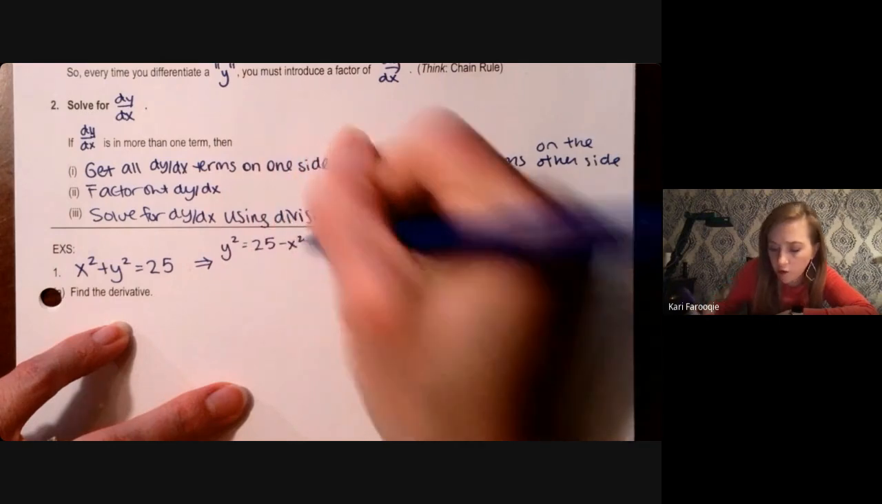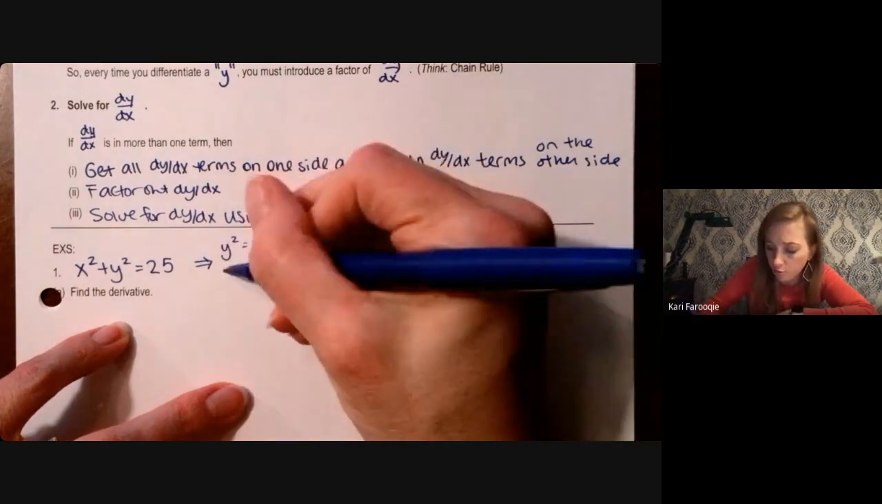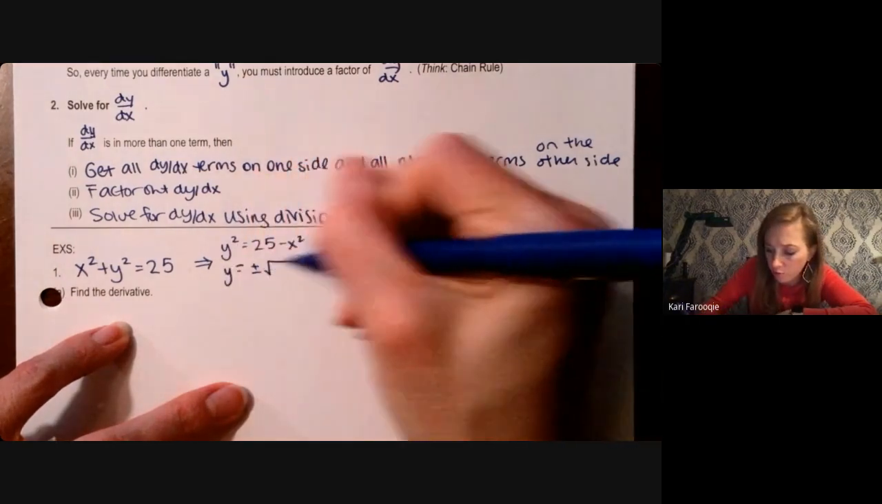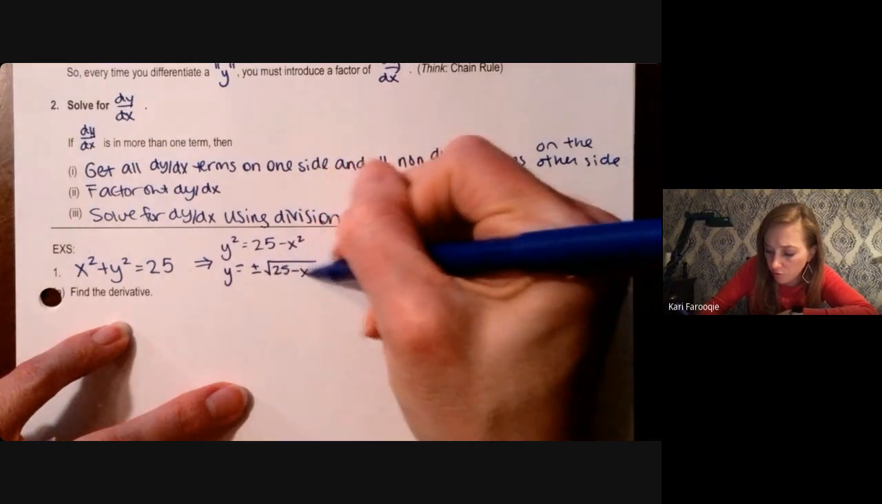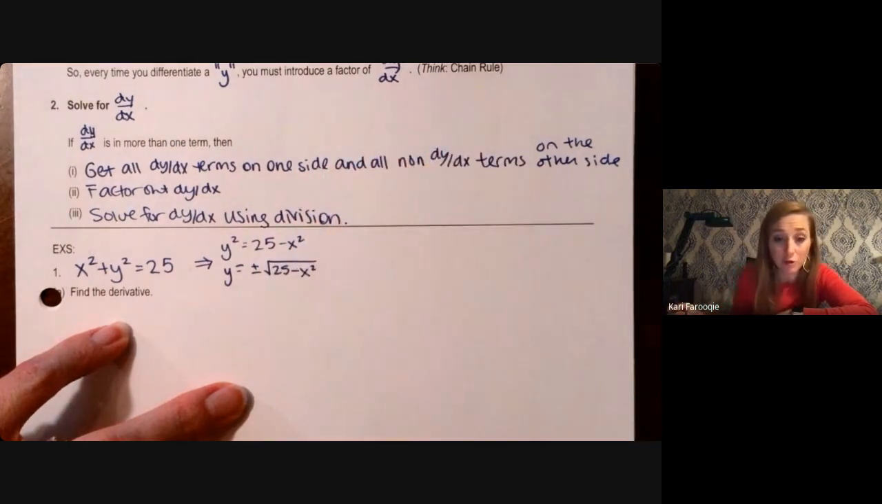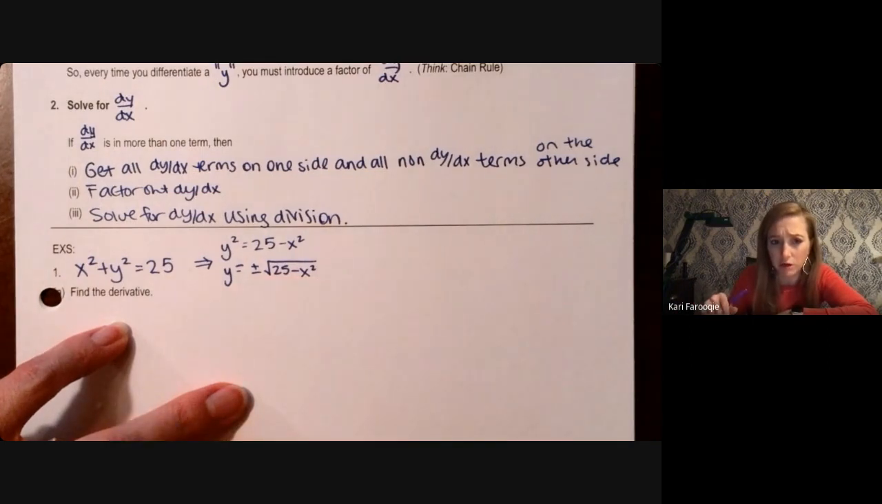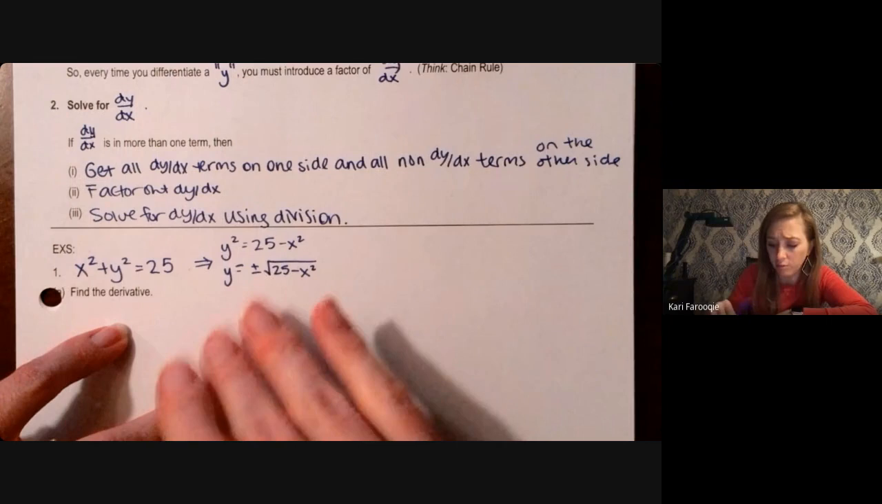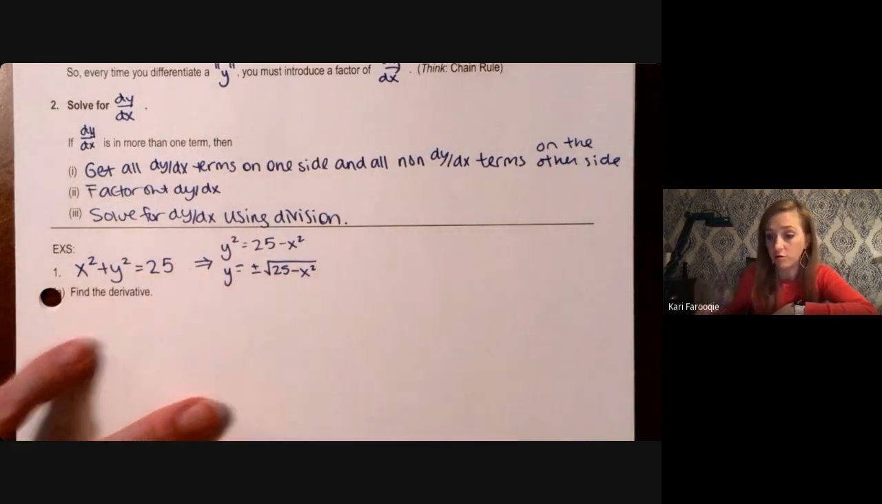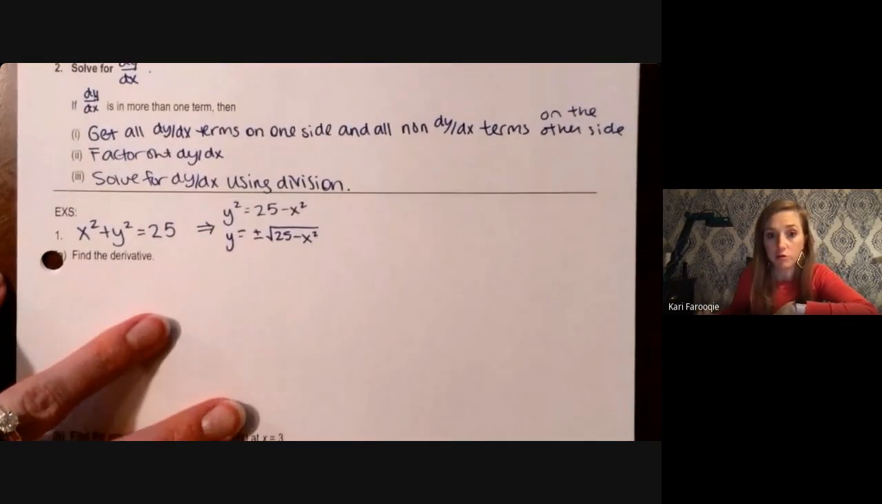In order to solve for y, you'd have to say y equals plus or minus the square root of 25 minus x squared. You actually have two different functions of x there. One of them is a positive radical and the other is negative. So this is not really what you want when you're looking for a derivative with respect to x. It is going to be a lot more straightforward for us to take the derivative using implicit differentiation.